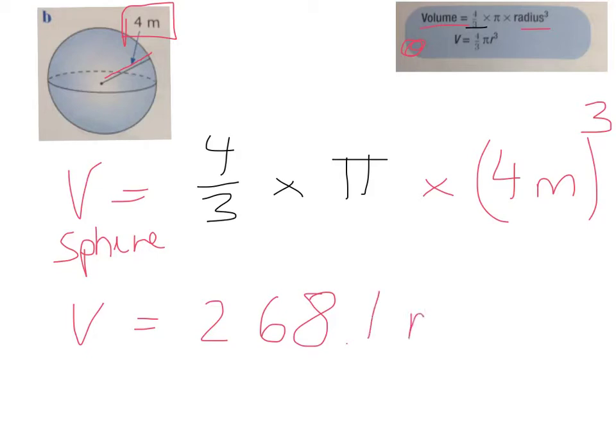And remember, we have to write meters to the power of 3, that's cubic meters, because in this case we will cube 4, so 4 to the power of 3, but we also cube the meters, so that says meters to the power of 3. So in this case the volume of this sphere is 268.1 cubic meters.